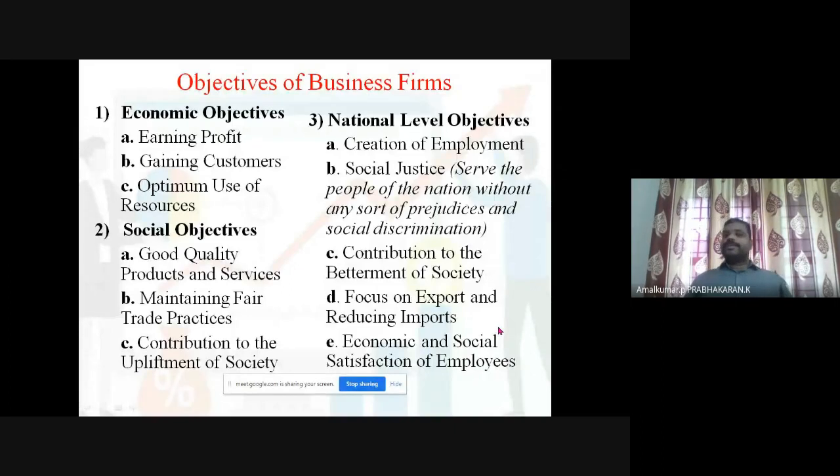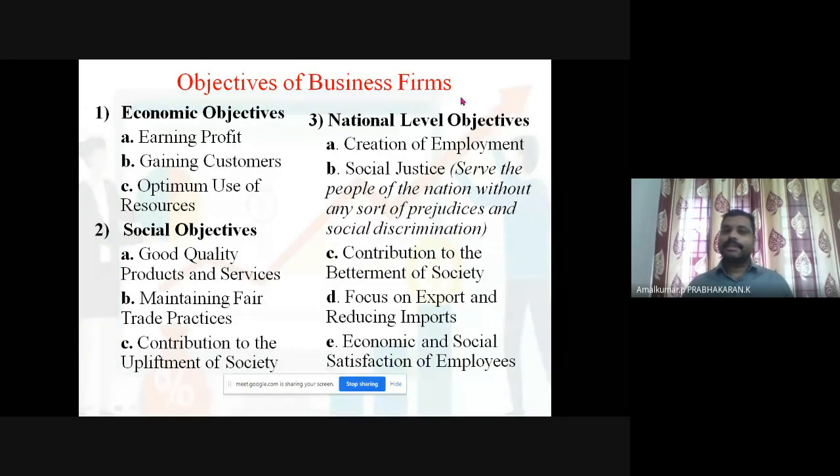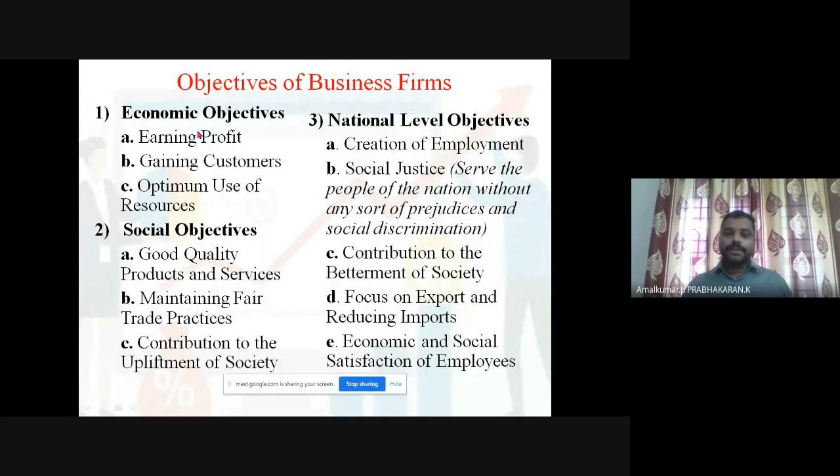Then I am moving to the objectives of a business firm. The business firm has a number of objectives. There are three major objectives of a business firm. The first one is economic objectives. A business unit has some economic objectives, and they have some social objectives, and they have some national level objectives. So each objective is very important.